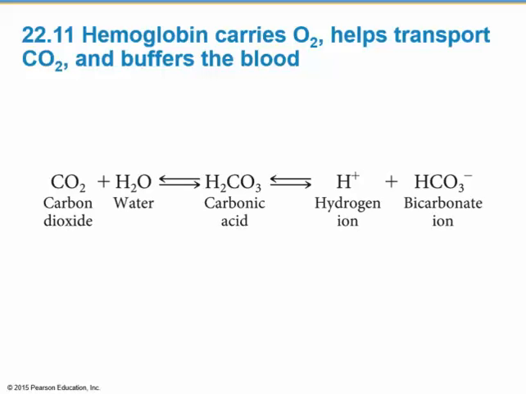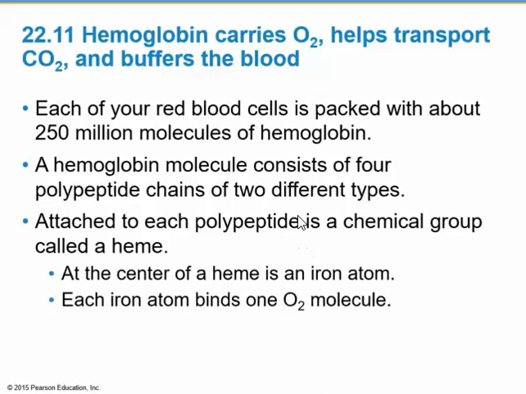Each of your red blood cells has about 250 million hemoglobin, and each hemoglobin can tie up 4 oxygen molecules. A hemoglobin molecule is 4 polypeptide chains, and attached to each polypeptide is a heme group. The heme group contains iron, and iron is what binds the oxygen.